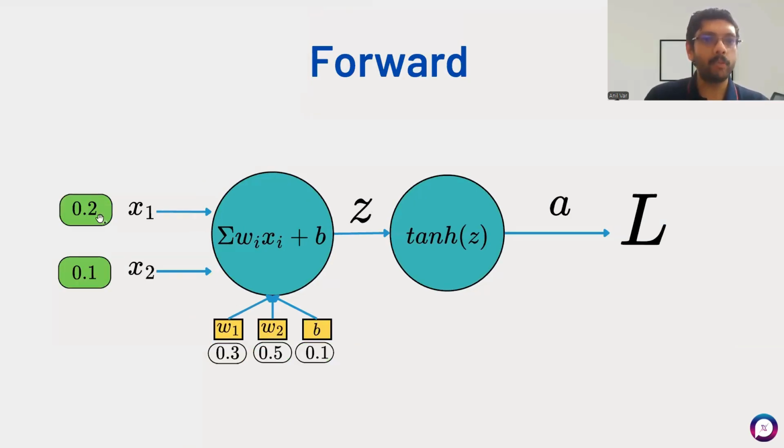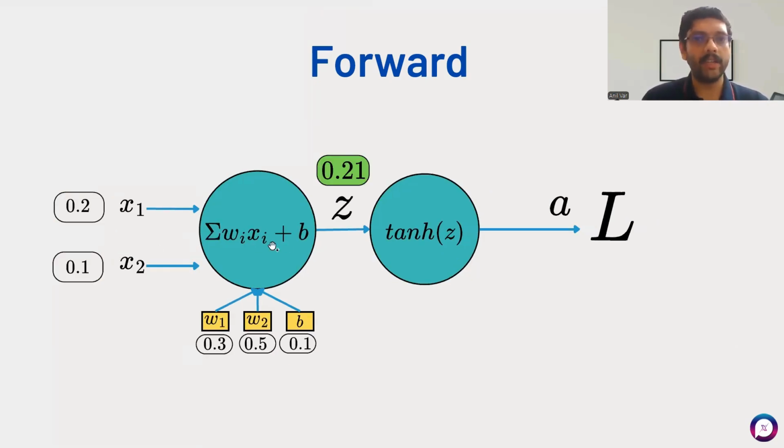And I'm assigning the inputs 0.2 and 0.1 for this forward pass. And it's just this one neuron. Once we understand this, in the next video, we'll assemble it into a layer. So the first step, sigma wixi plus b. So 0.2 times 0.3 plus 0.1 times 0.5, that becomes what? 0.06 plus 0.05 is 0.11 plus 0.1 is 0.21.